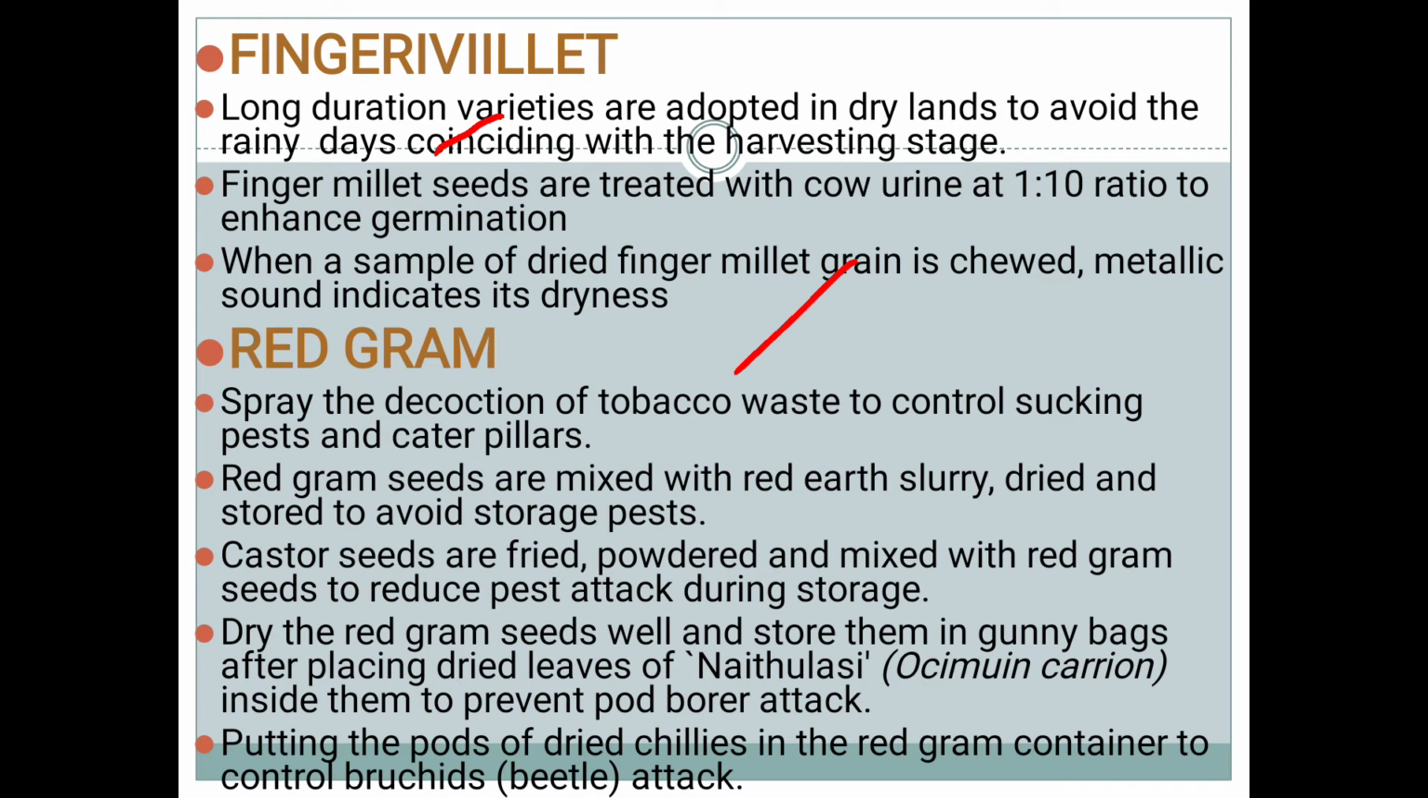And in red gram, spray the decoction of tobacco waste to control sucking pests and caterpillars. Red gram seeds are mixed with red earth slurry, dried and stored to avoid storage pests.